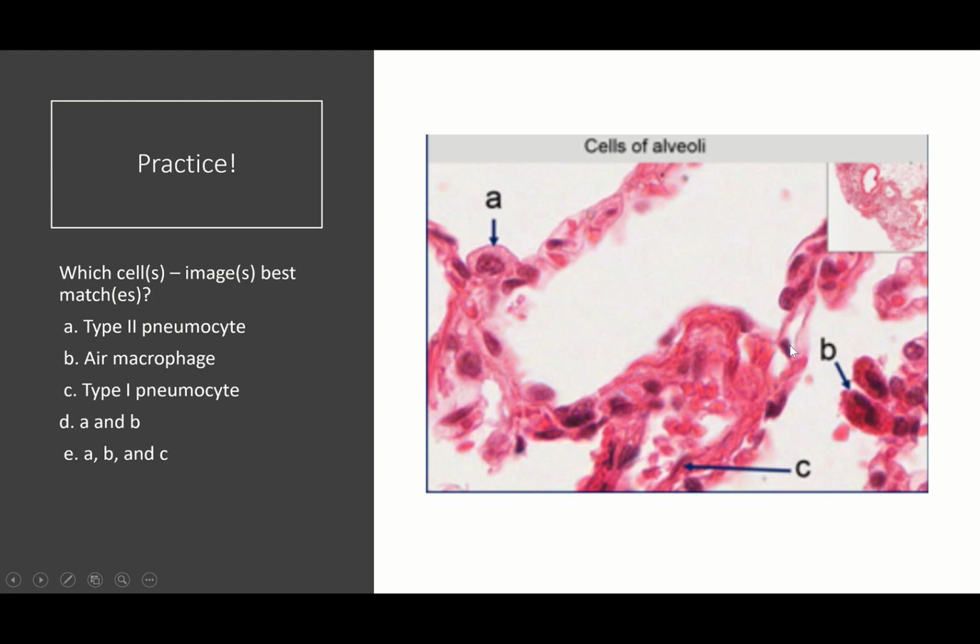So a type 1 pneumocyte might be one like this right here, or something else somewhere around here that's not around a blood vessel. But since this one's clearly around a blood vessel, you can see all these red blood cells within the blood vessel. That's going to be an endothelial cell. So C does not match. It's going to be D, A, and B.